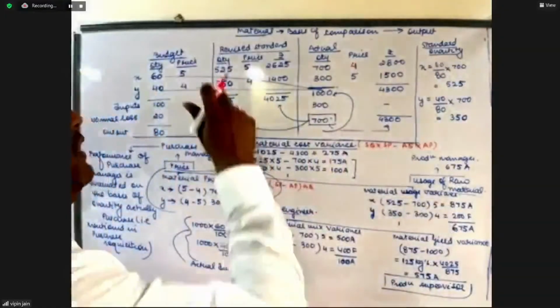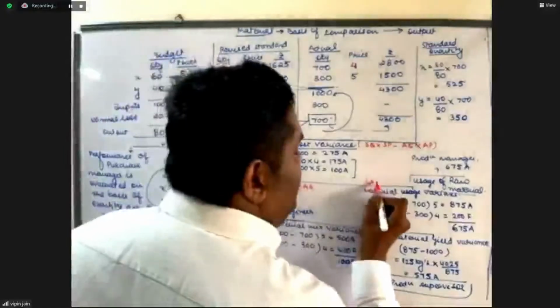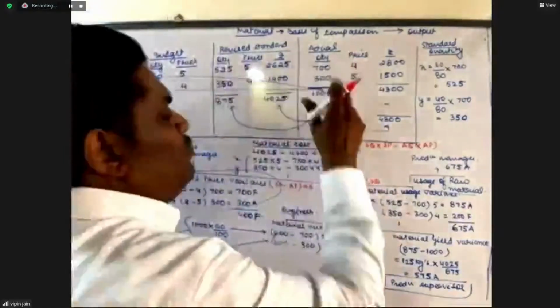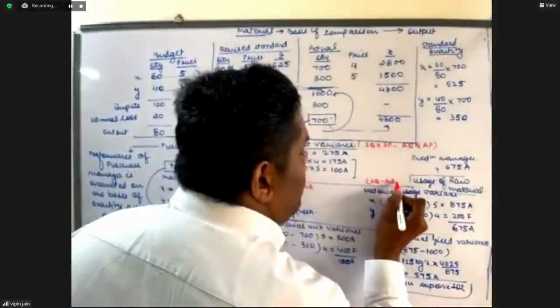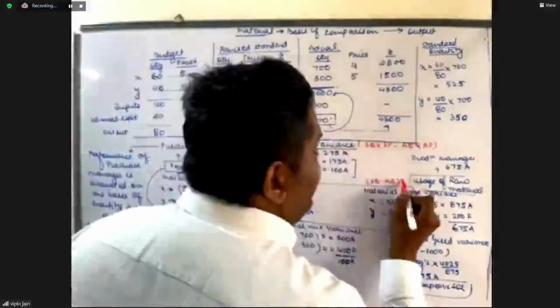again, how much quantity should have been used? Standard quantity should have been used. How much quantity we actually used? Actual quantity into we will be taking standard price.